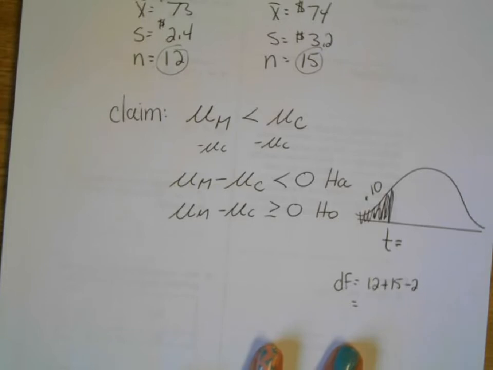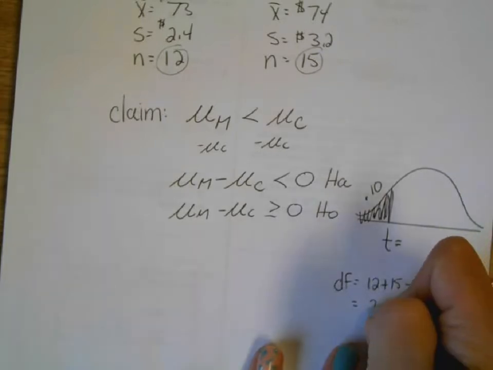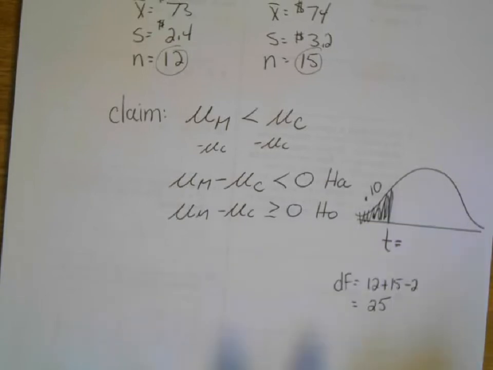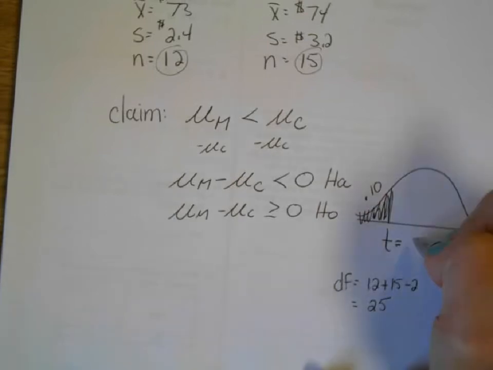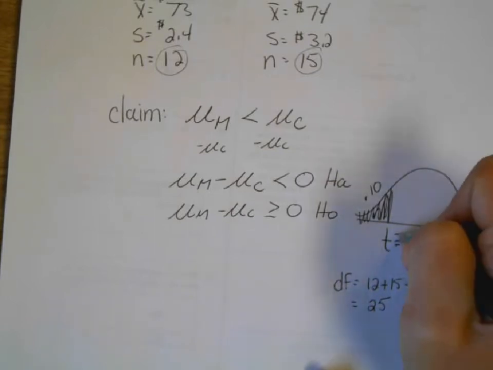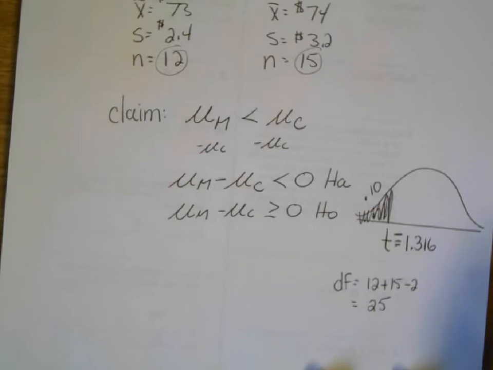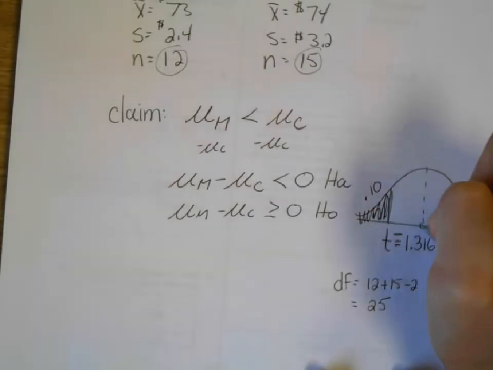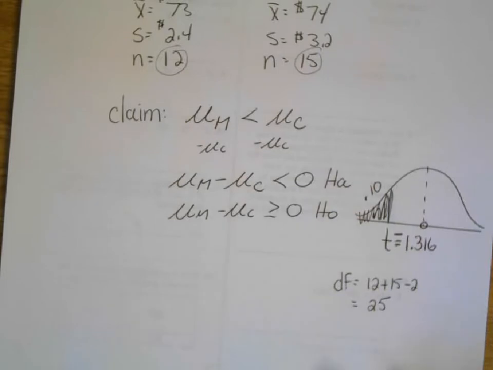So what are we going to have there? 25. So 25 DF, and the amount in the tail is 0.1, one tail. 1.316. You supply the negative because it's on the left tail, so it's negative 1.316. Now we've got to do that ugly formula and test your calculator skill.